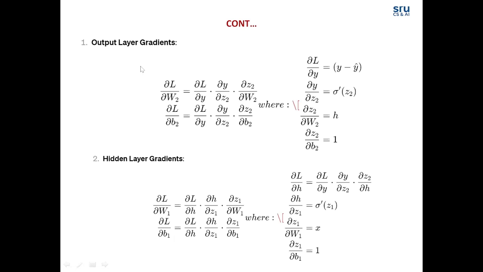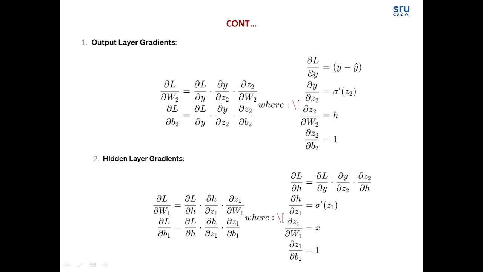Now here we will go to the output layer. In the output layer we have the loss and W2, and we have the loss and B2. Therefore, how can we write the partial derivative of loss with respect to W2? It is the partial derivative of loss with respect to y, into the partial derivative of y with respect to z2, and the partial derivative of z2 with respect to W2.